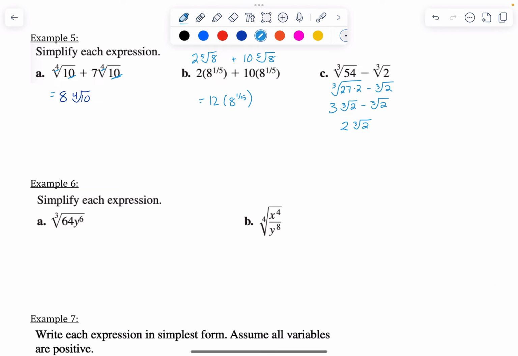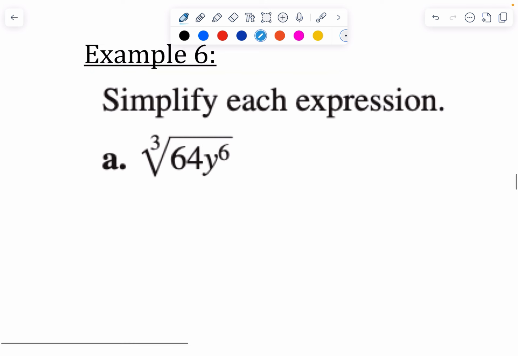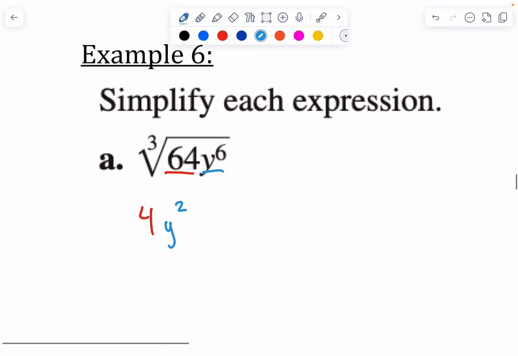Simplify each expression. Here, these two problems we saw at the end of lesson 7. But in this case, I'm looking for perfect cubes, okay? Now, I usually break it up into pieces, so I look at the numbers and then I look at the variables. What number times itself 3 times gives you 64, or what number cubed gives you 64? The answer is 4. What variable multiplied by itself 3 times gives you y to the 6th? Well, that's just y squared, okay?